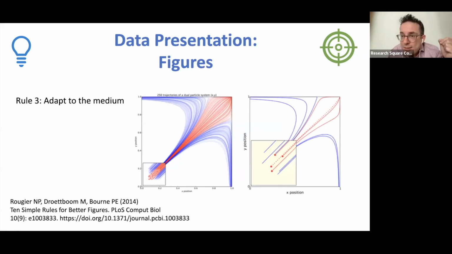Rule number 3, adapt to the medium. Now, if you're making a figure for presentation at a research conference, that might be quite a different kind of figure to the kind of figure that you would put into a paper, into a piece of primary research. You may have more screen, you may have more space, you may have more time to explain your figures depending upon the medium. And I would always recommend make more figures than you need for your publications, because you can always use those figures somewhere.